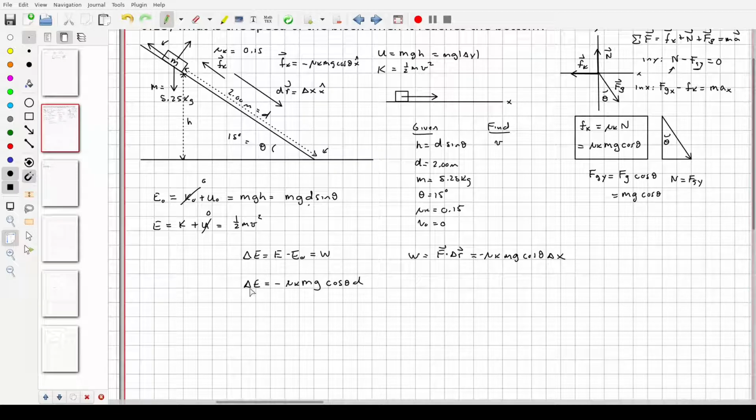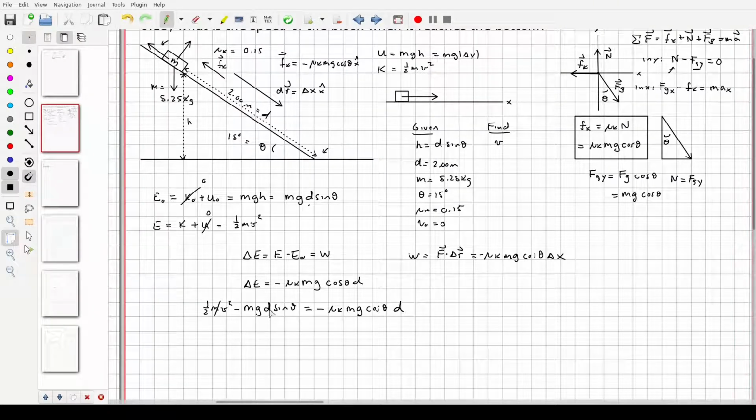Now, what's delta E? Well, that's your final energy minus your initial energy. Your final energy, looking at this stuff right here, is 1/2 mv squared. Your initial energy is mgd times sine of theta. And this is equal to minus mu sub k mg cosine of theta times d.